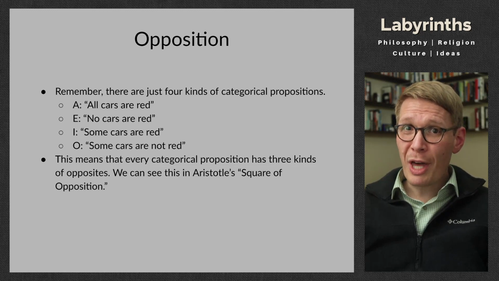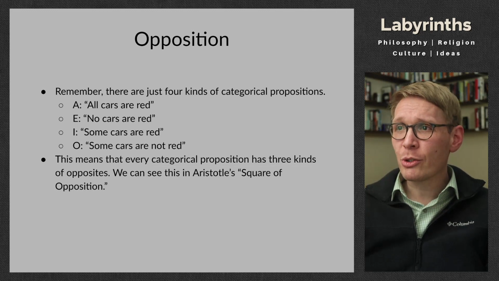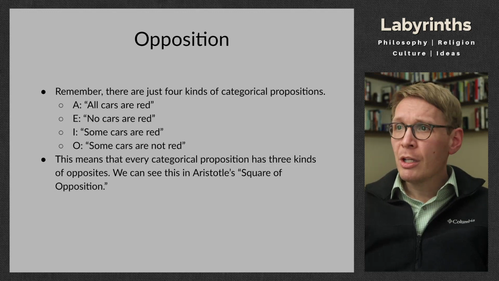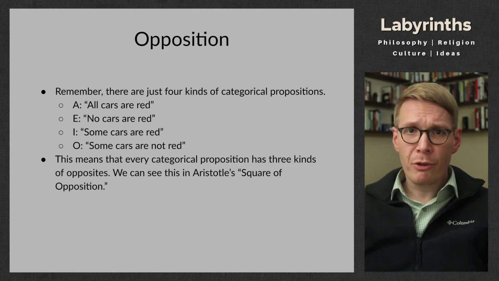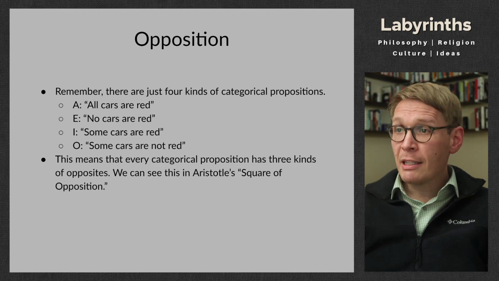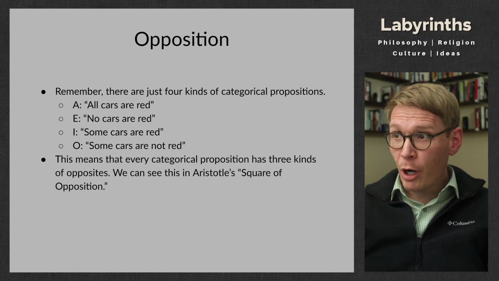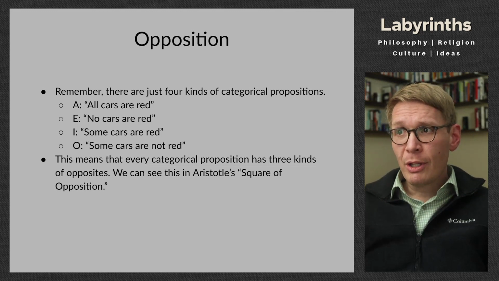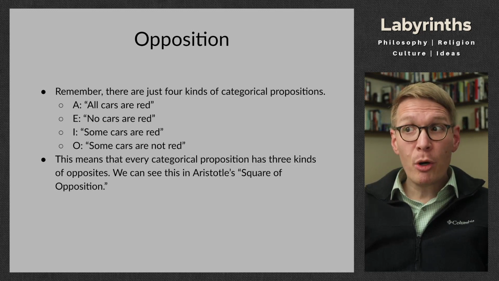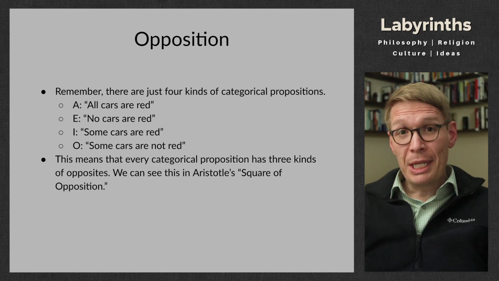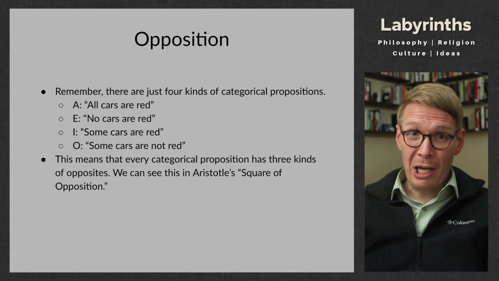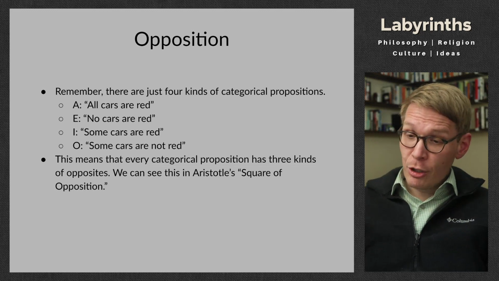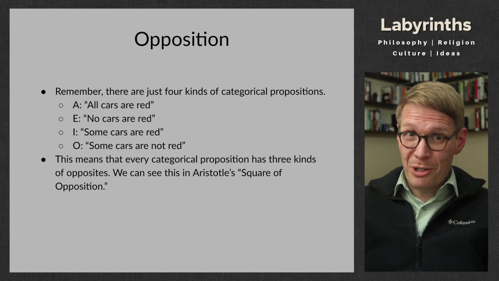So let's review that briefly. We went over this in an earlier lecture. You have A propositions. All cars are red. That's universal affirmative. You have E propositions. No cars are red. That's universal negative. And then you have your particular propositions. Some cars are red, affirmative, and some cars are not red, negative. So in each case, then, an A proposition can be opposed by an E, an I, or an O. An E proposition can be opposed by an A, an I, or an O, and so forth. So each proposition can have, logically, 3 kinds of opposites determined by means of 5 kinds of operations.